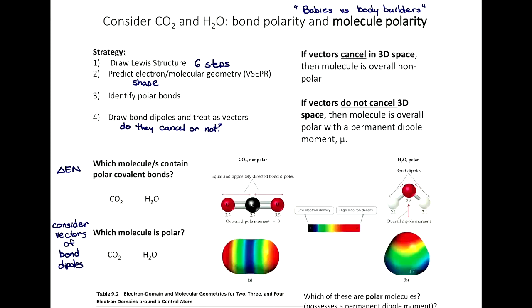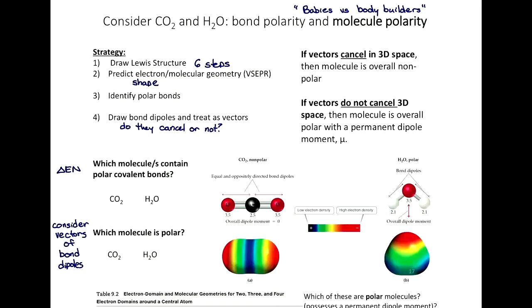What if it's the same toy, but you have a baby on one side and a bodybuilder on the other side, and they pull on the toy at the same time? Is that toy going to move? Yes. Did the vectors cancel? No. So that would be a polar molecule. So that's the big idea. Think of these bond dipoles pulling on the molecule at certain degrees from one another, and based upon what the molecular geometry is, it will change whether those bond dipoles cancel or not.